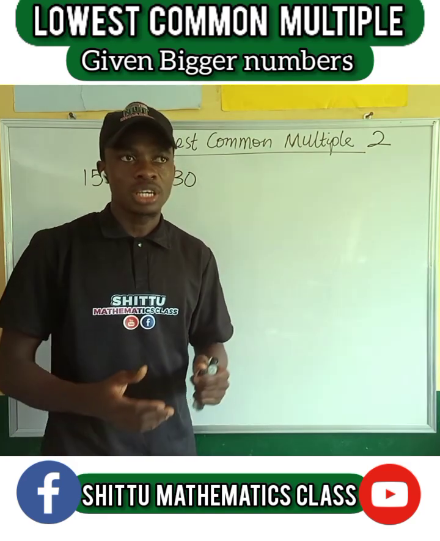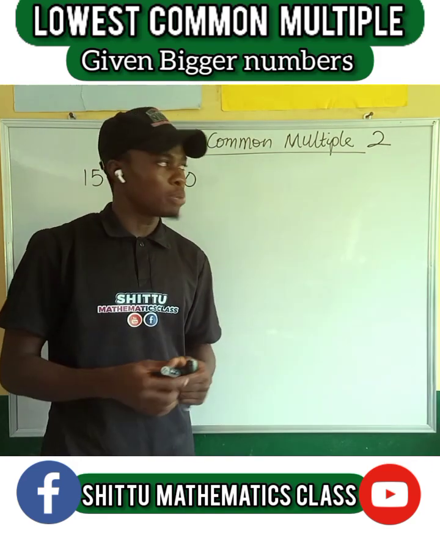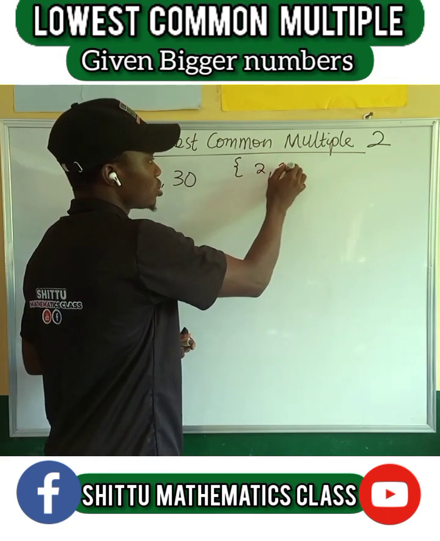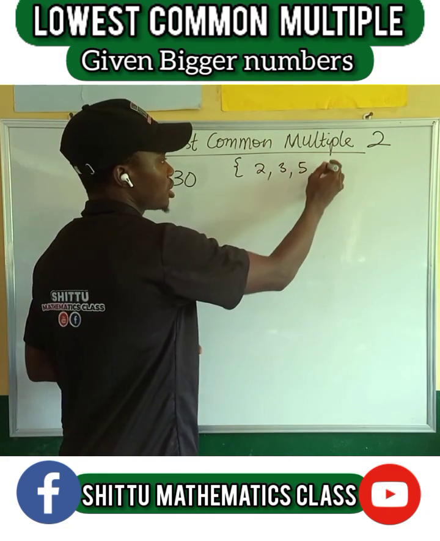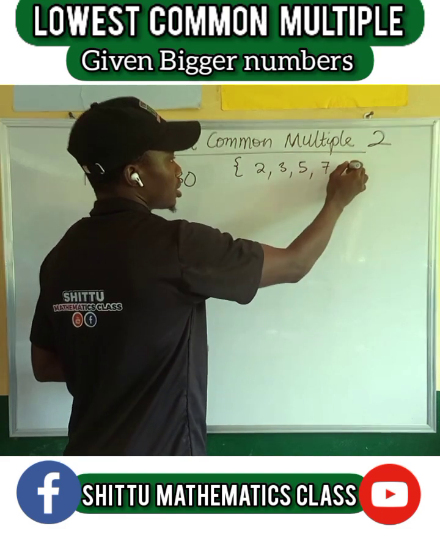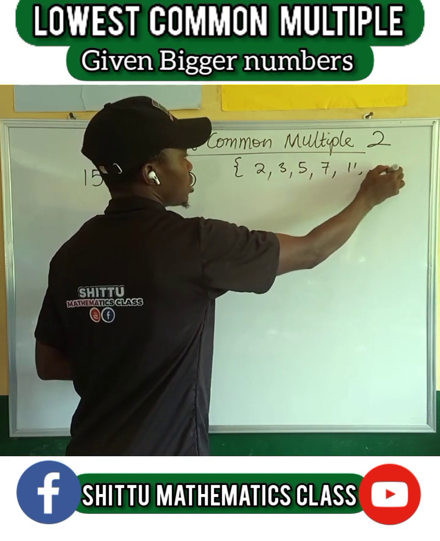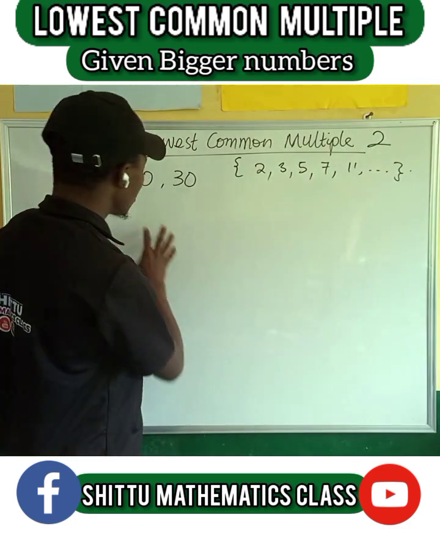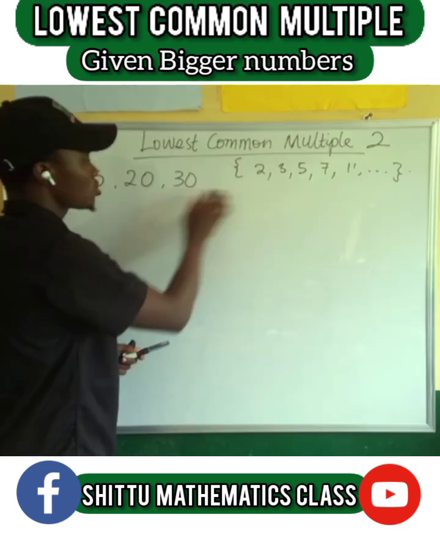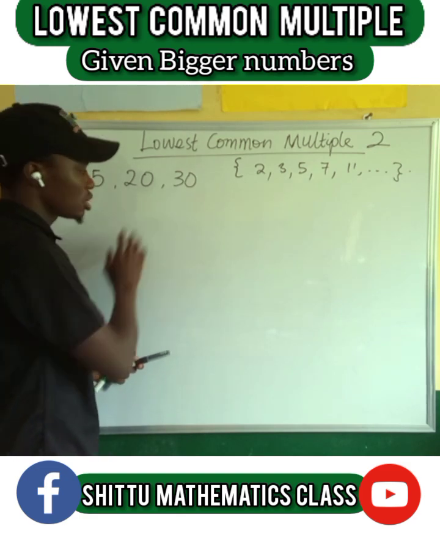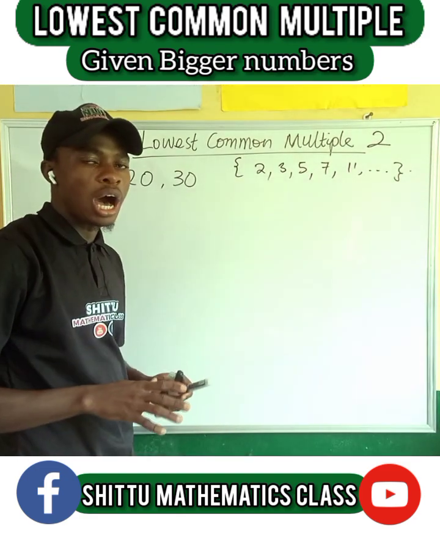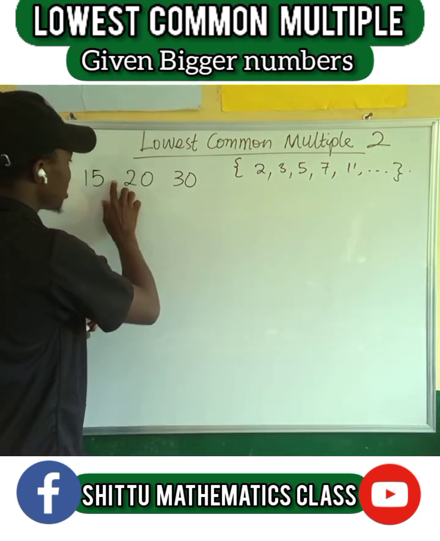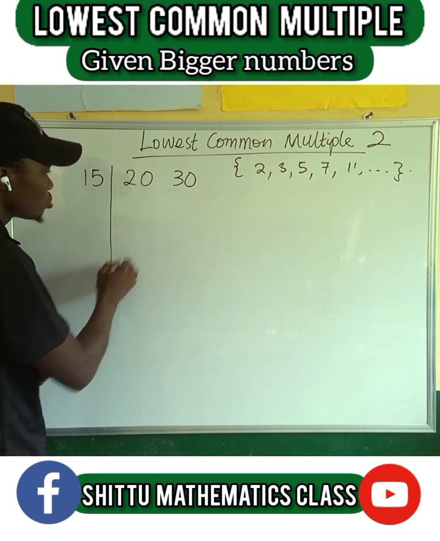The method is prime factors. I want you to take note of these: 2, 3, 5, 7, 11, and so on like that. These are the numbers we need to use in dividing through, until we get our result, and I want you to follow me. So let's say we want to find the LCM of this. Let's rule a line like this.